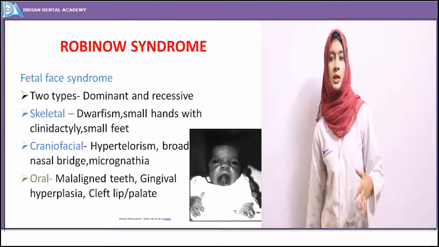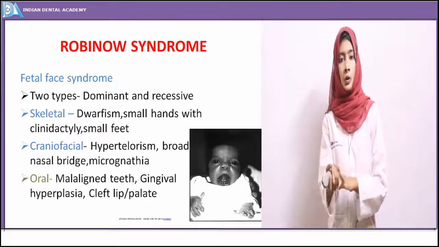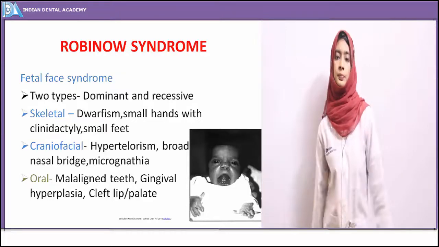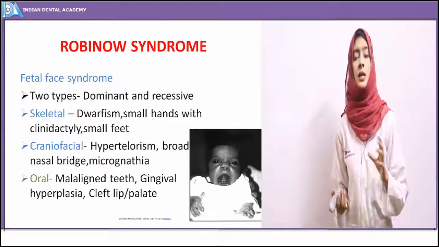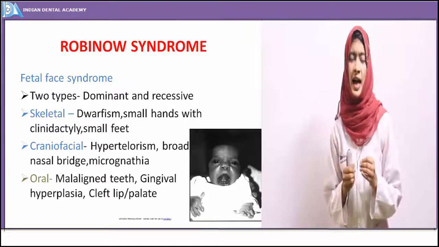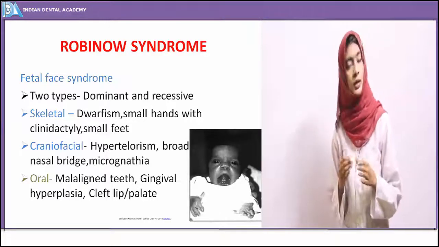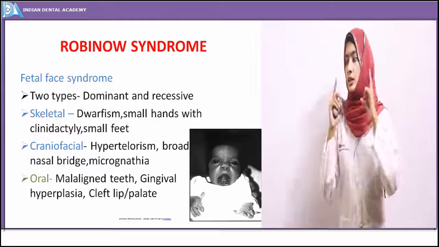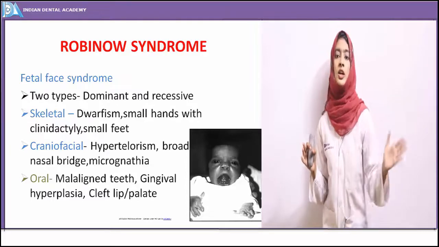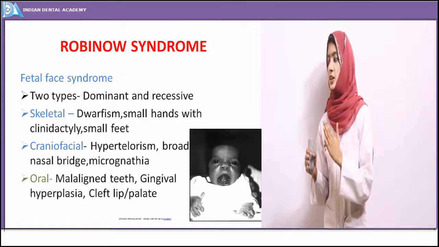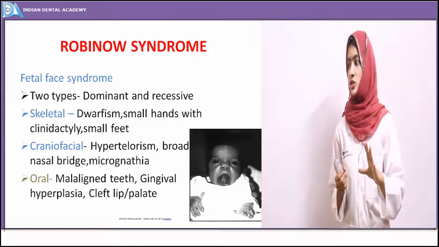When you see the limbs, there is mesomelia, that is, the forearms appear to be shorter. The forearms appear to be shorter. There may be very small hands with fusion of digits, and the feet will be relatively small. Ears will be low set because this occurs during embryologic development, right? That's about the skeletal manifestations.